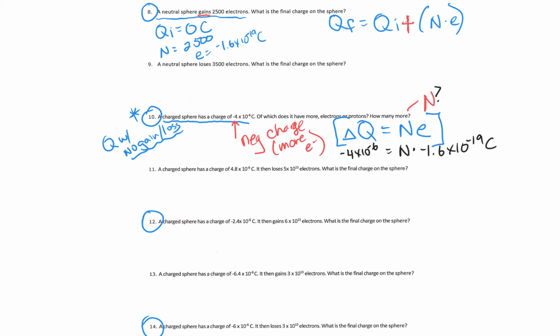So try it on your calculator. Negative 4, EE negative 6, divided by negative 1.6, EE negative 19th power. And I get an N of 2.5 times 10 to the 13th. And you might say, well, what's the unit on that? What is N measure? It's just the number. So you would just say it's 2.5 times 10 to the 13th electrons.